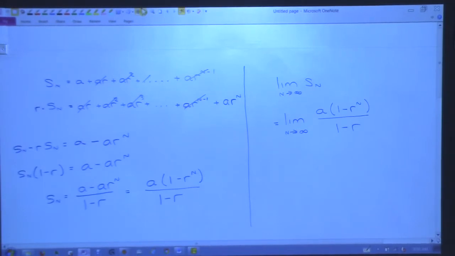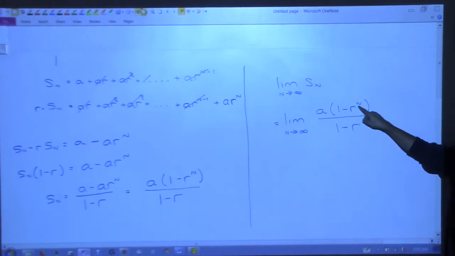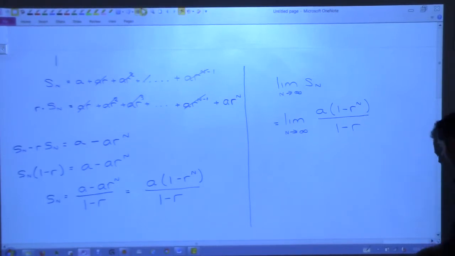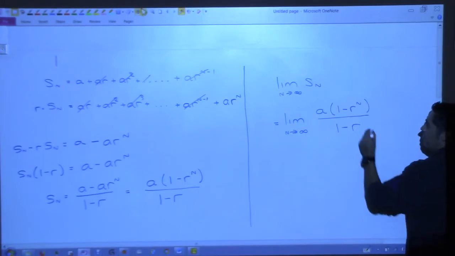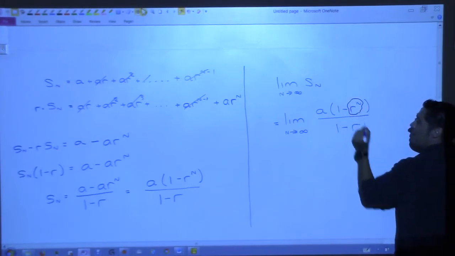Let n go to infinity. What happens? So you're taking that and raising it to a bigger and bigger power, right? So all we're concerned with is what happens to that.